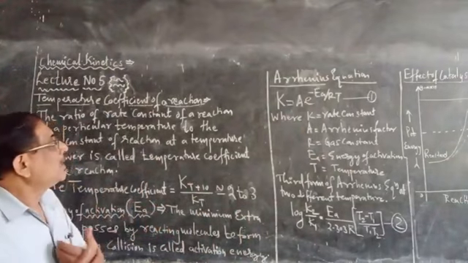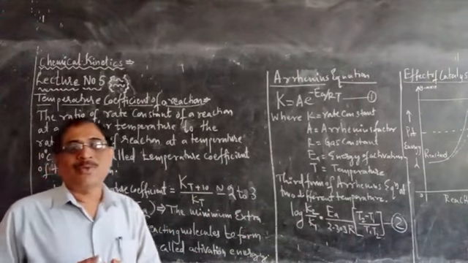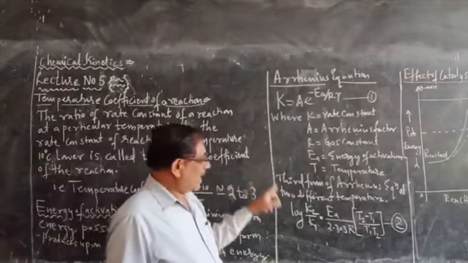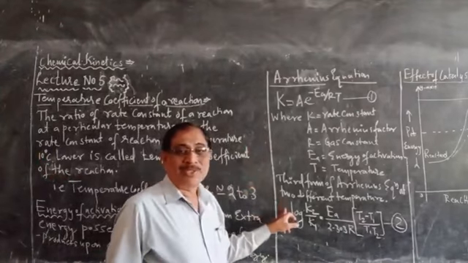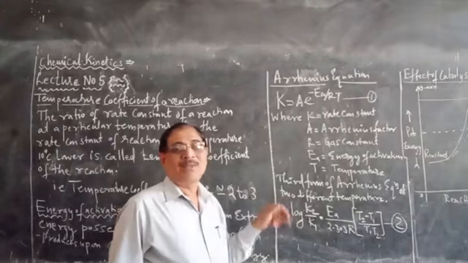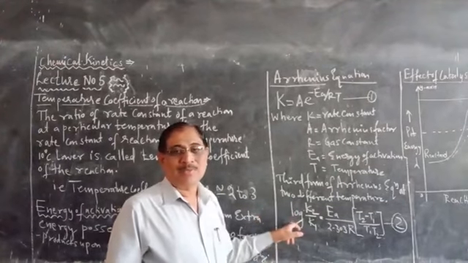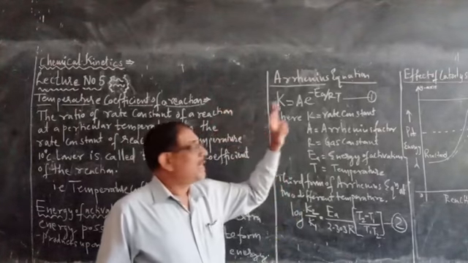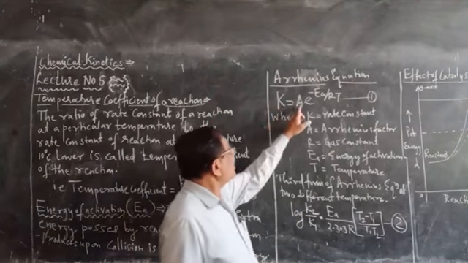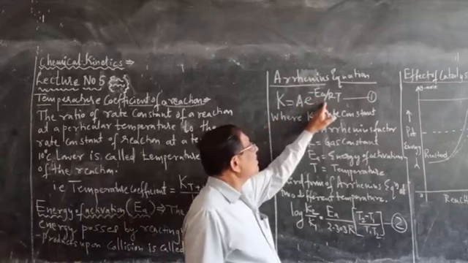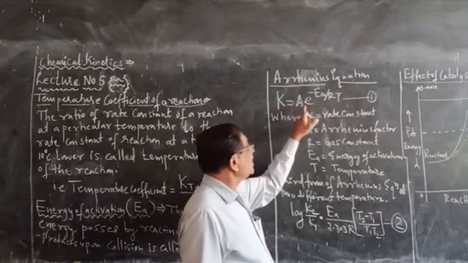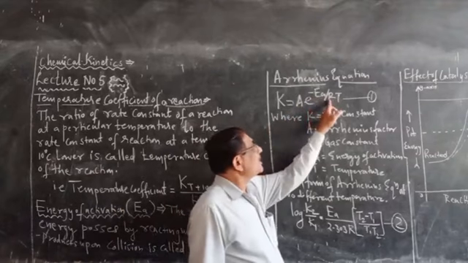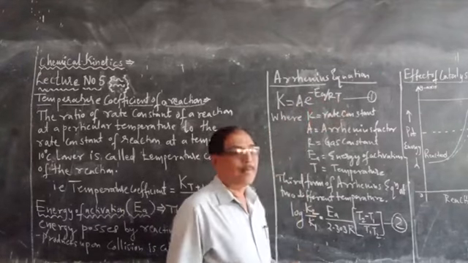Understand? Now there are various forms of the Arrhenius equation. The first form and the third form are important, and based on this formula the problems will be asked. So the Arrhenius equation: rate constant K is equal to A into e raised to minus Ea by RT, where K is the rate constant, A is the frequency factor, Ea is the energy of activation, R is the gas constant, and T is the temperature.